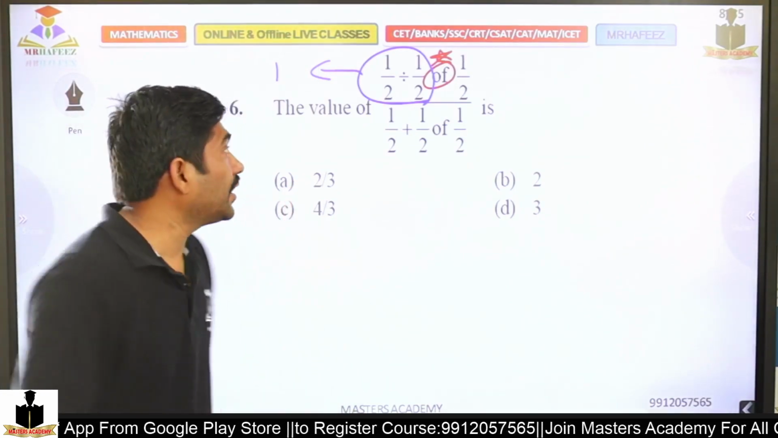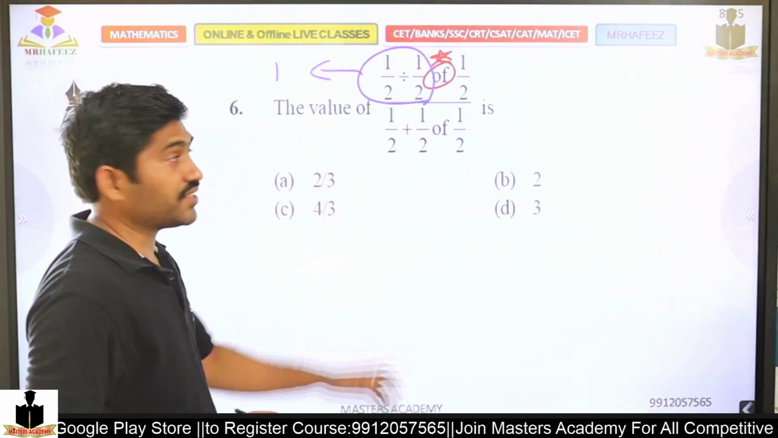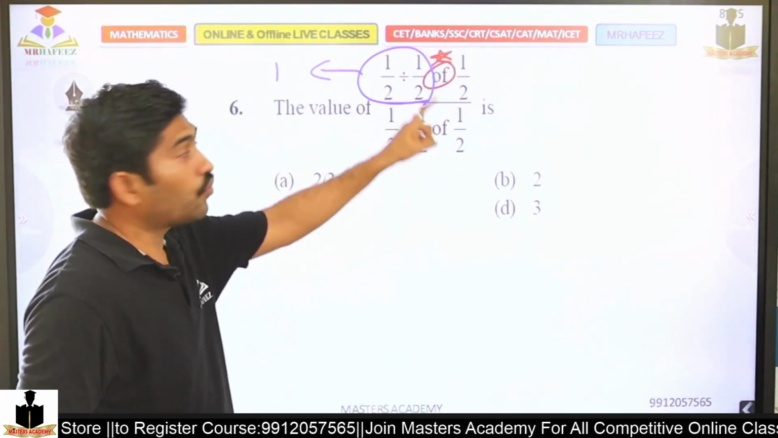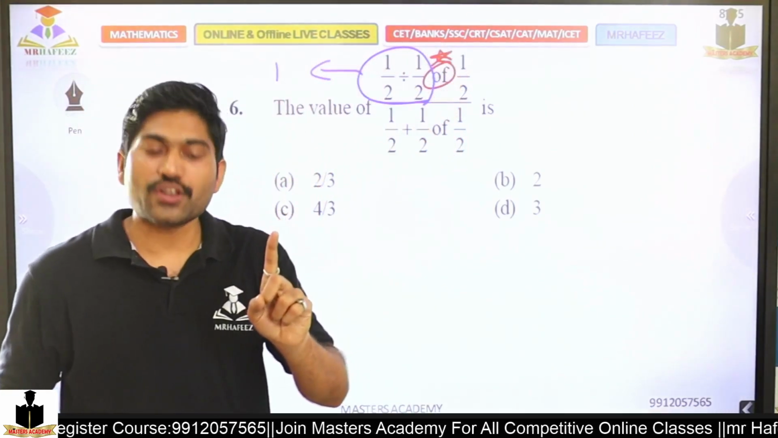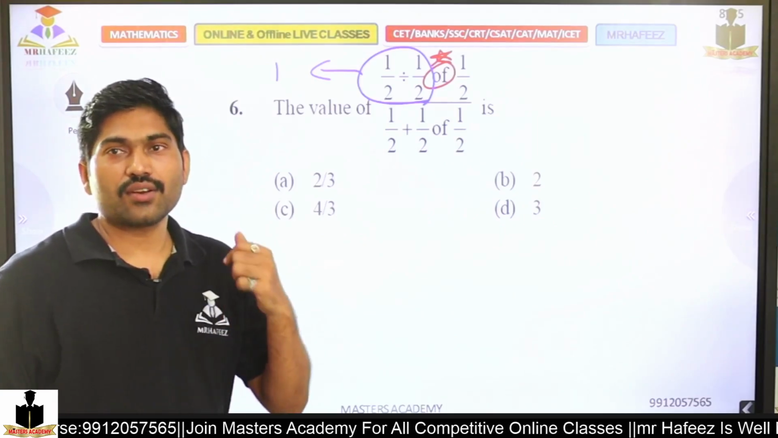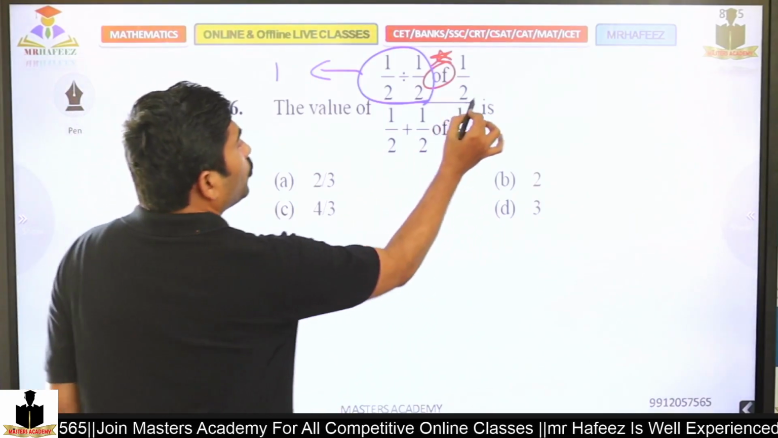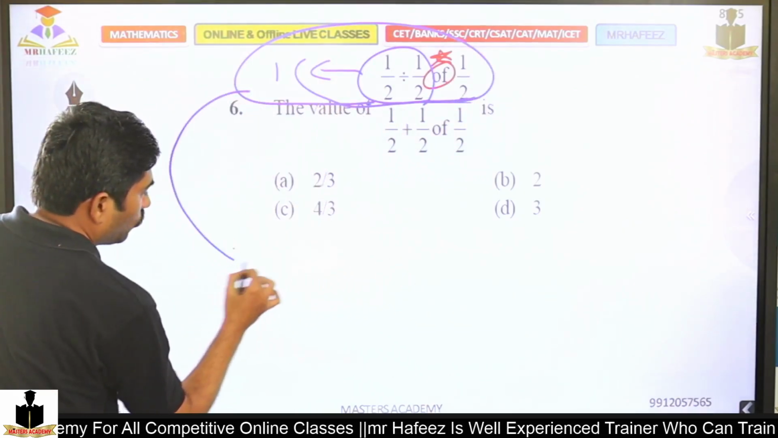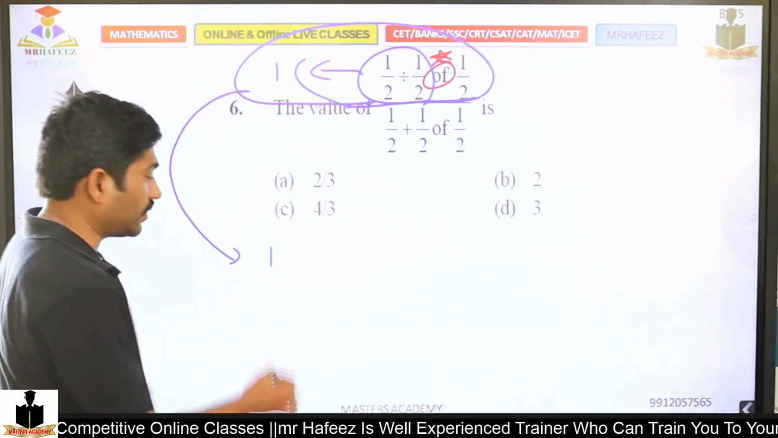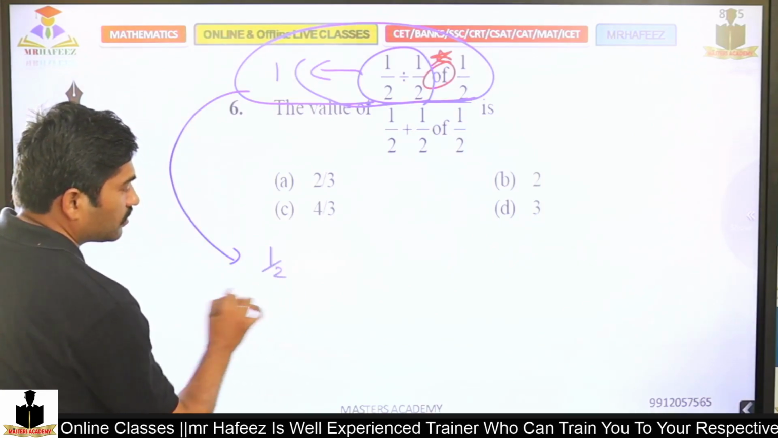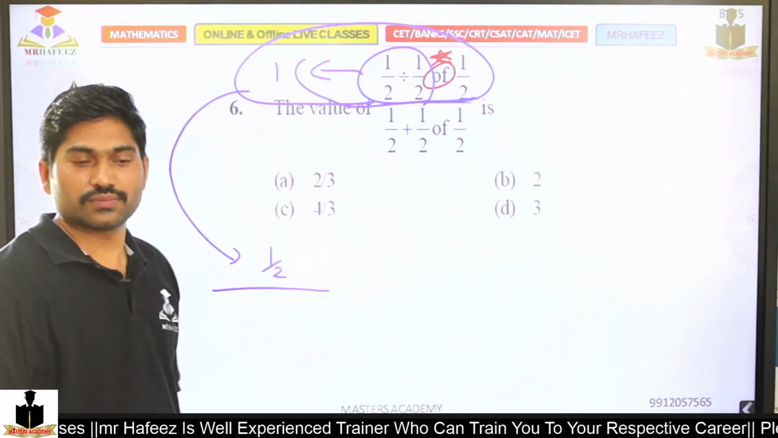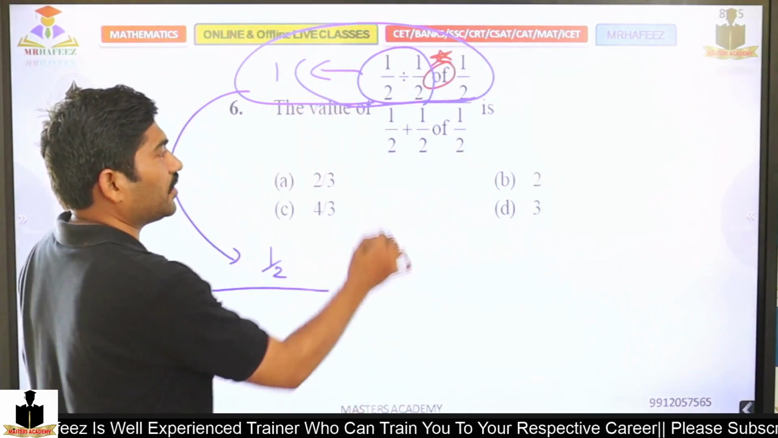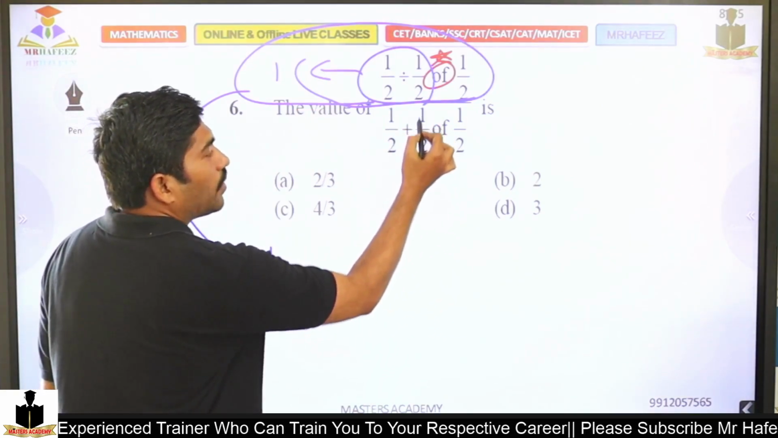Excellent. And of is nothing but multiplication into 1 by 2. 1 by 2 into 1 into 1 by 2 value is 1 by 2. Yes or no? So the numerator is 1 into 1 by 2, which is 1 by 2. And the value of the denominator is 1 by 2 plus 1 by 2 of 1 by 2.